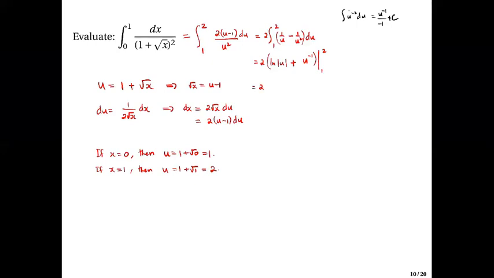So this is equal to 2 times ln of absolute value of 2. So ln of 2 plus u raised to negative 1. I'll put it as 1 over 2. Okay? And then minus quantity ln absolute value of 1, it's just 1. So ln of 1 plus 1.